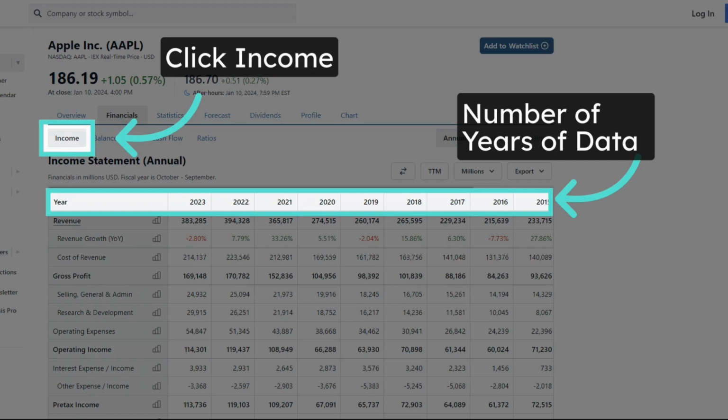The data is from Apple's annual reports over several years. Stockanalysis.com normally provides up to 10 years of a company's income statement, whereas the typical annual report only provides 2 or 3 years' worth of income statement data. The Apple income statement here is for a 10-year period.